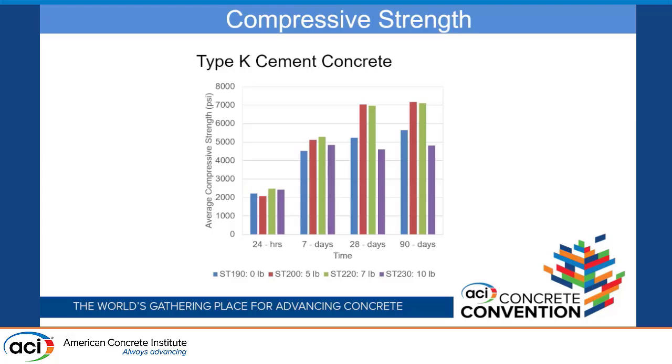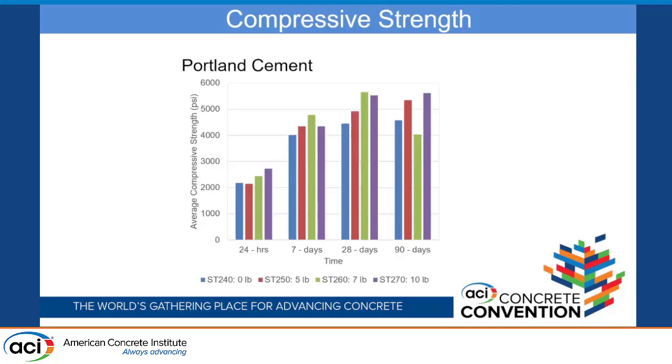And then for the type K cement concrete or the expansive cement concrete, we do see an increase in compressive strength again at those later ages when we had 5 pounds and 7 pounds of internal curing water, but not so much at the 10-pound addition. And then if we compare with the Portland cement, we again see some slight increases as we added the internal curing water across the board.